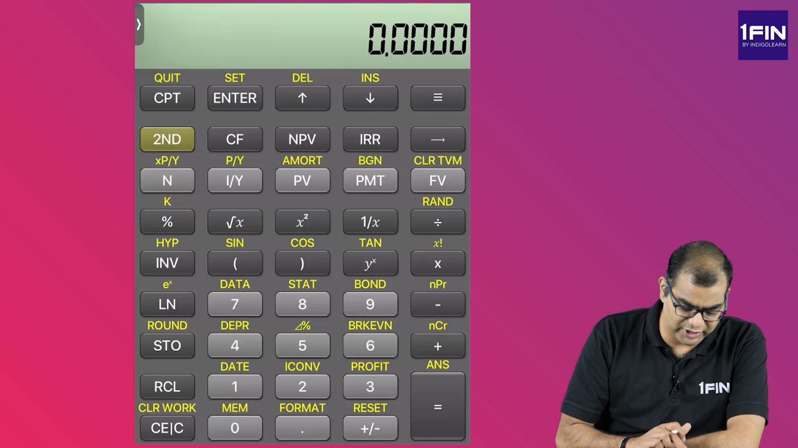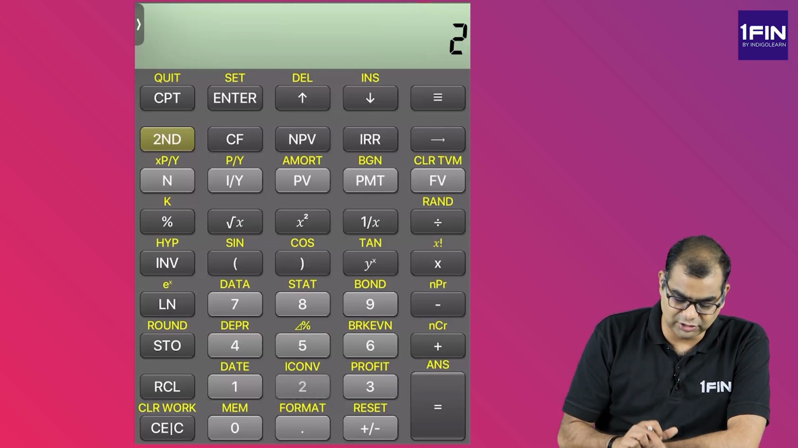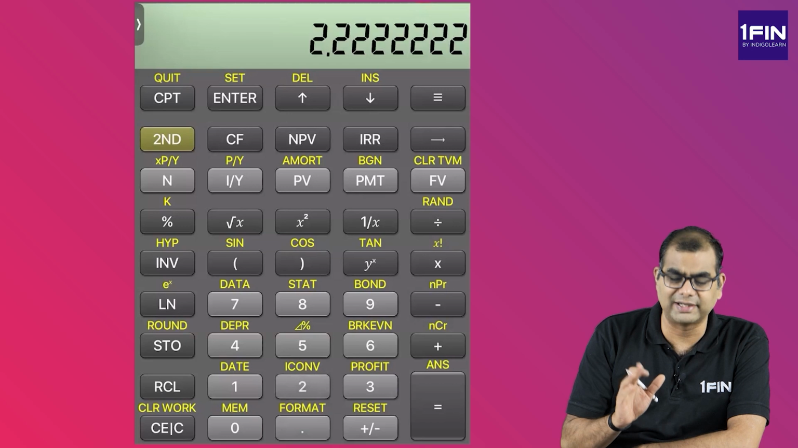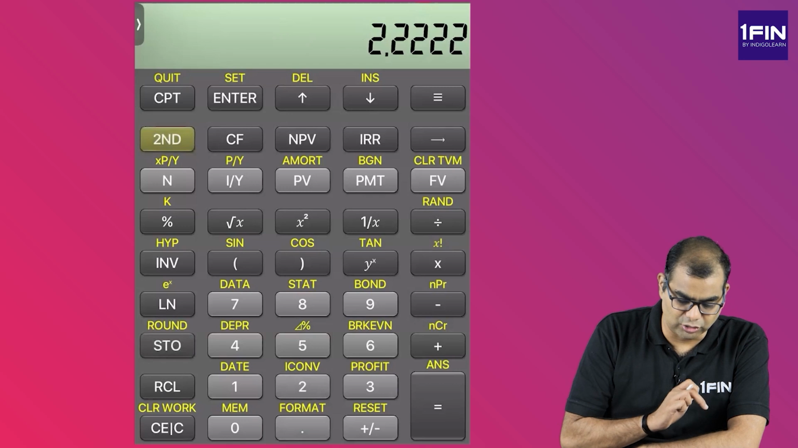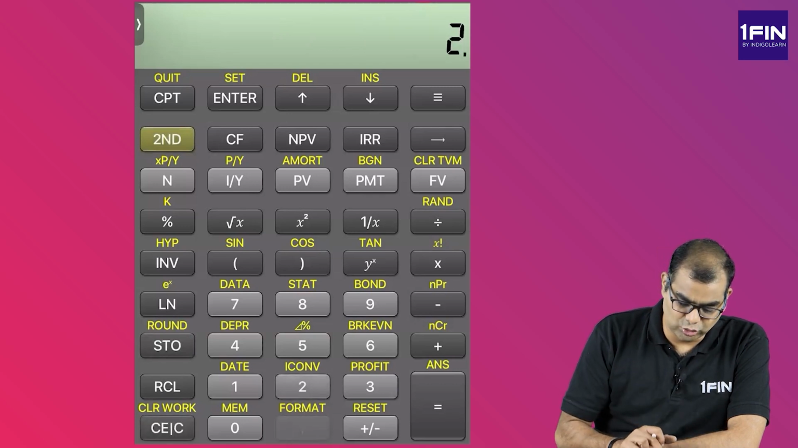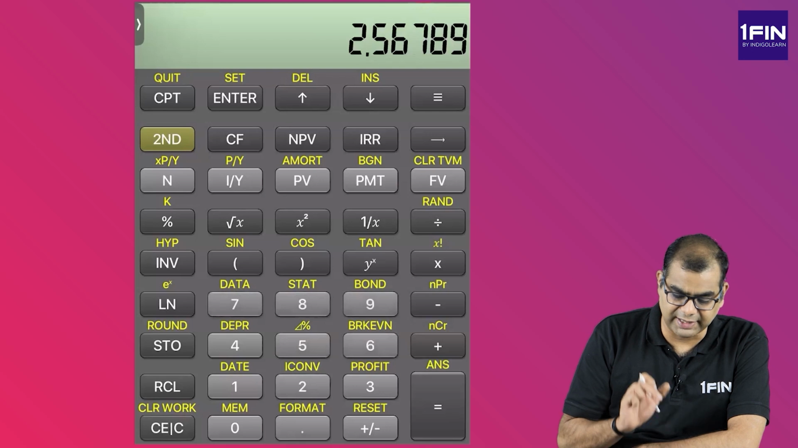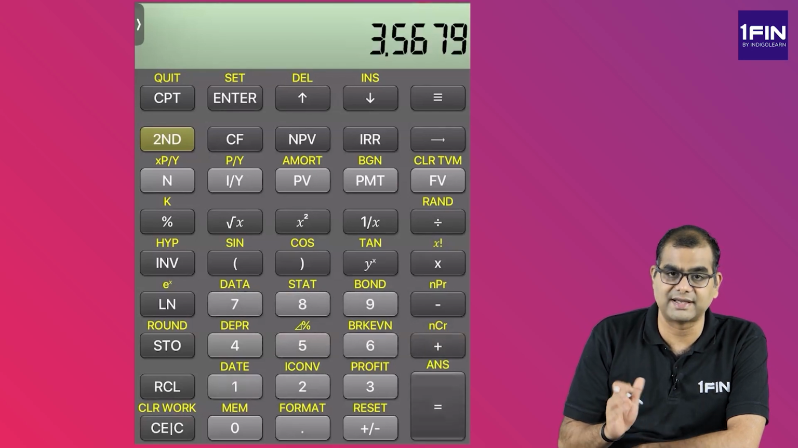So the last one that we are going to look at is round. Let us say right now I have 4 decimals. So I enter 2.222222, I enter 7 2's. Then I press second and round. It rounds it to the 4th decimal. Now let me say 2.56789. Now plus 1. Okay, 3.5679.